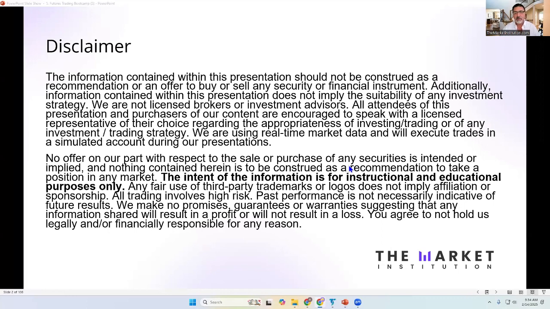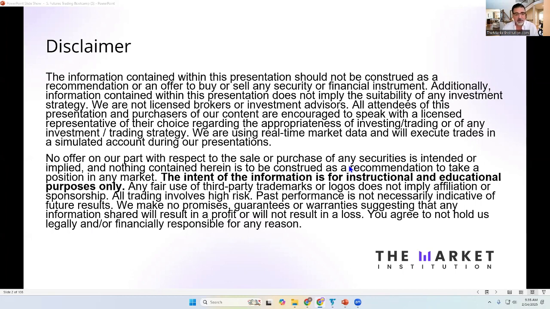We are using real-time market data and will execute trades in a simulated account during our presentations. No offer on our part with respect to the sale or purchase of any security is intended or implied, and nothing contained in this presentation should be construed as a recommendation to take a position in the market. The intent of this information is for instructional and educational purposes only. Any fair use of third-party trademarks or logos does not imply an affiliation or a sponsorship.